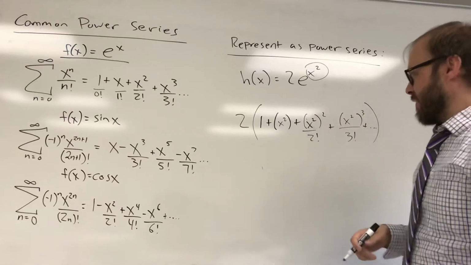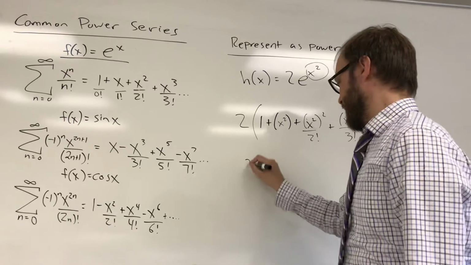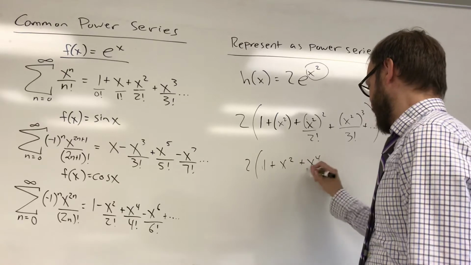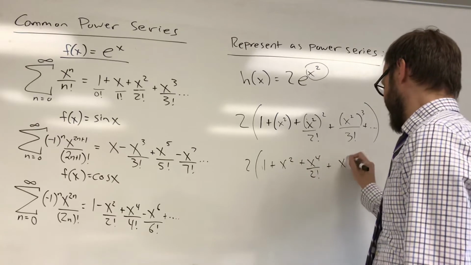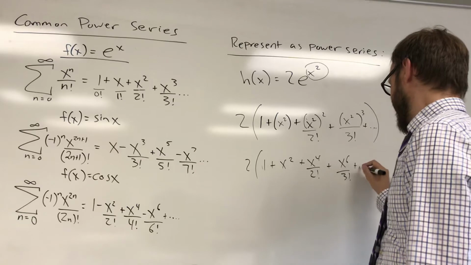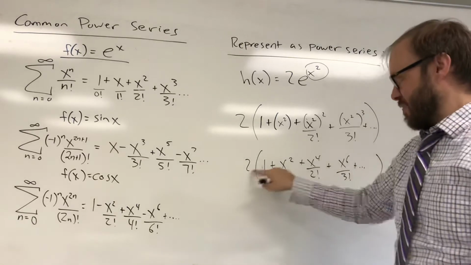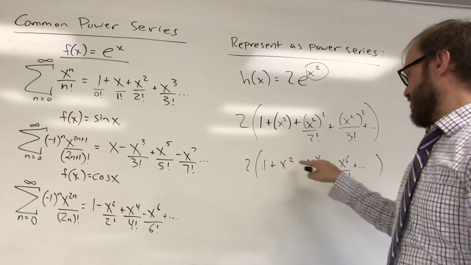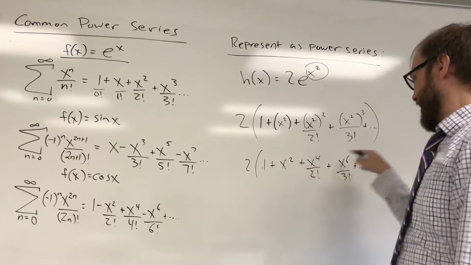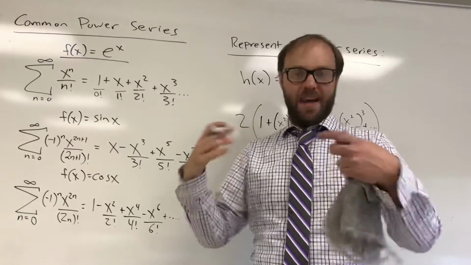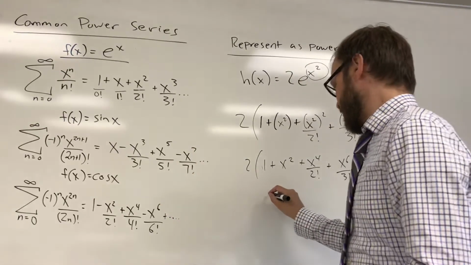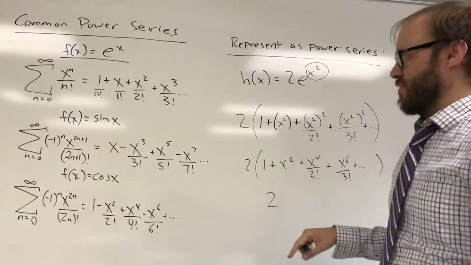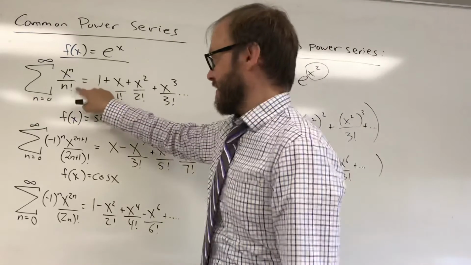And again, you can multiply this whole thing out. You're going to have 2 times 1 plus x squared plus x to the 4th over 2 factorial plus x to the 6th over 3 factorial, and so on. Each of these terms would be multiplied by 2. So you could also write this as 2 plus 2x squared plus 2x to the 4th over 2 factorial plus 2x to the 6th over 3 factorial. And if you put all that together, your general term, you'd be multiplying by 2. Your exponents are increasing by 2 each time, but again, you can just substitute into the general term here.